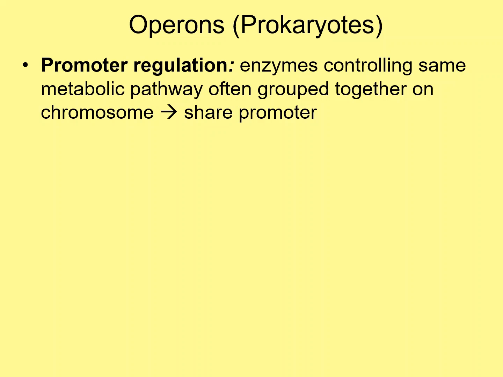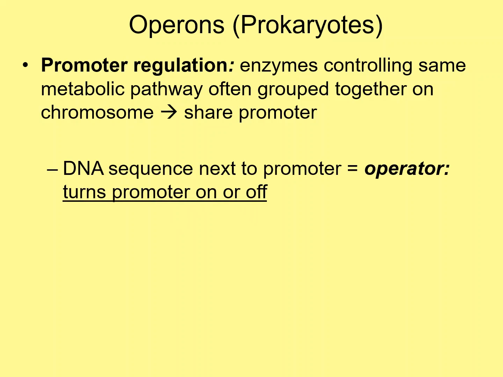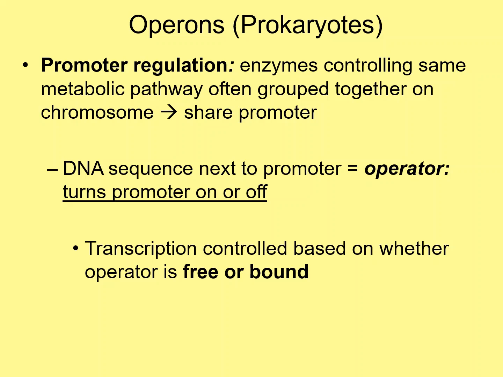So that means that prokaryotes are controlling transcription of all of these genes at the same time. So they're either all transcribed or none of them are transcribed. It's really kind of an all or nothing situation. And so in prokaryotes, they control transcription of all of these genes that are attached to the single promoter by the use of a DNA sequence called the operator.